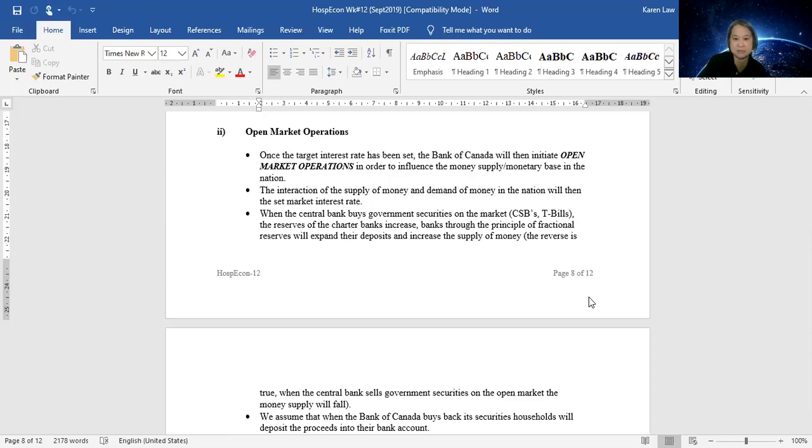And the way they influence money supply is by something called open market operations. Now, open market operations, there's actually two sides of it. There's something called open market purchase, and then there is something called open market sale. So open market purchase is basically when the Bank of Canada buys government securities like Government of Canada bonds and commercial paper in the open market.